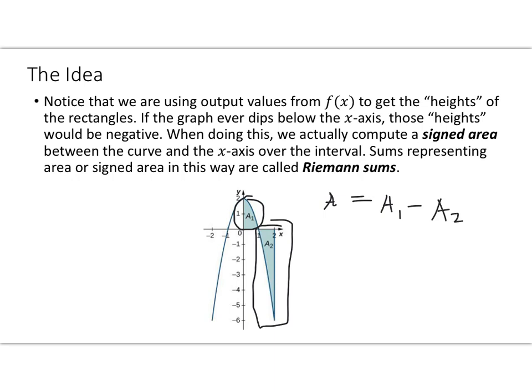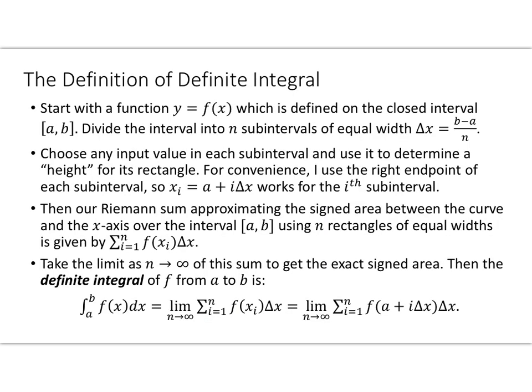Now these rectangular sums that we are computing in order to approximate these signed areas have a name. They're called Riemann sums, named after the German mathematician Bernhard Riemann, who lived in the mid-1800s. We now introduce terminology and notation related to this process of finding the exact value of a signed area between a curve and the x-axis.